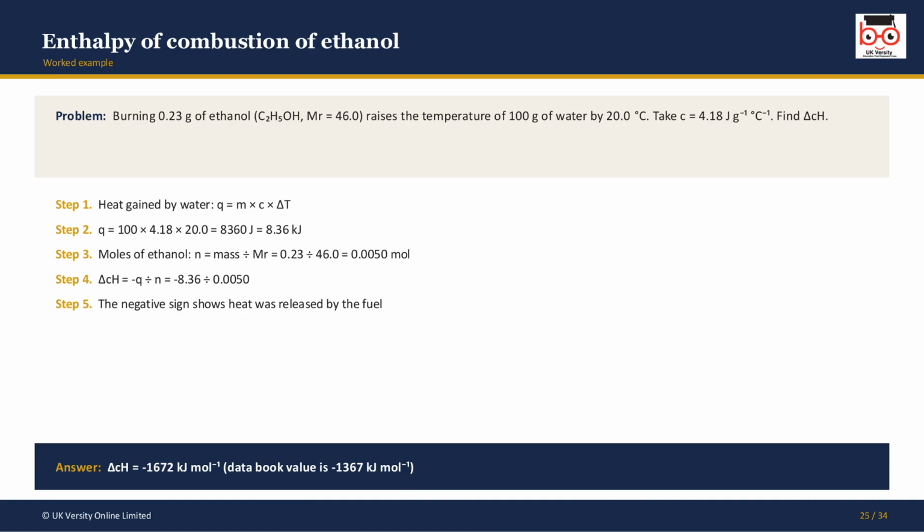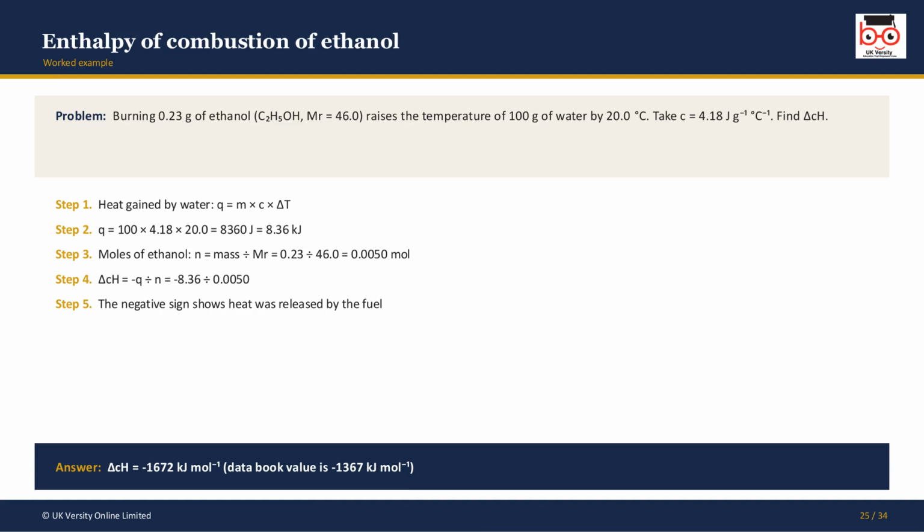Let's put that to work burning ethanol. We burn 0.23 grams of ethanol, which has a molar mass of 46, and it warms 100 grams of water by 20 degrees. First, the heat gained by the water: Q is 100 times 4.18 times 20, which is 8360 joules, or 8.36 kilojoules. Next, the moles of ethanol. 0.23 divided by 46 is 0.0050 moles. Then delta H is minus 8.36 divided by 0.0050, which gives minus 1672 kilojoules per mole.